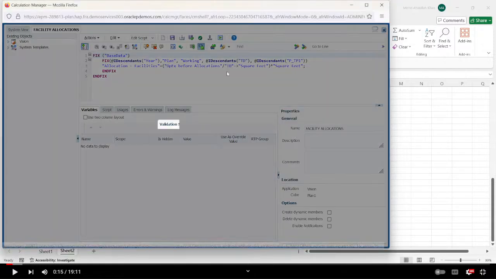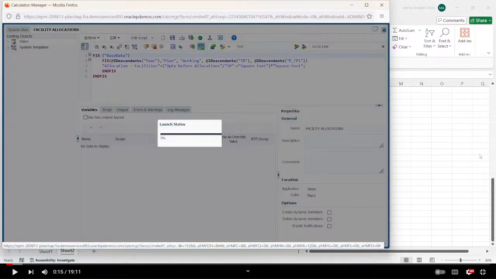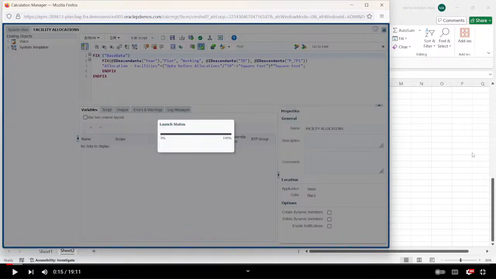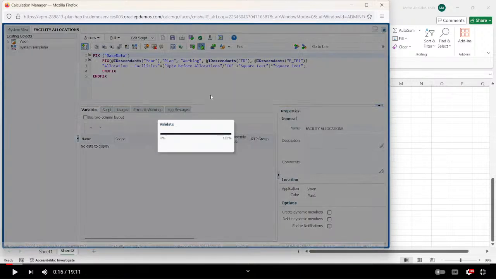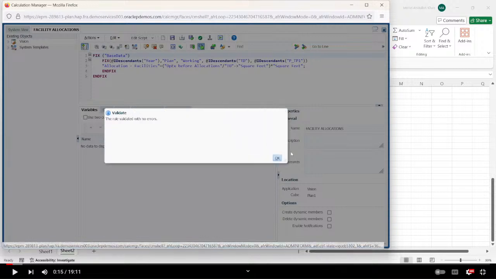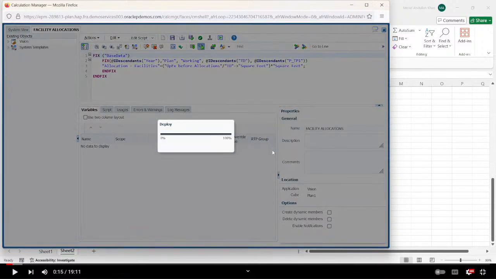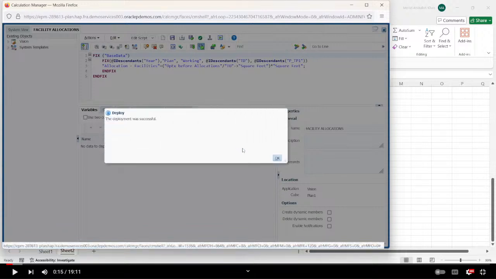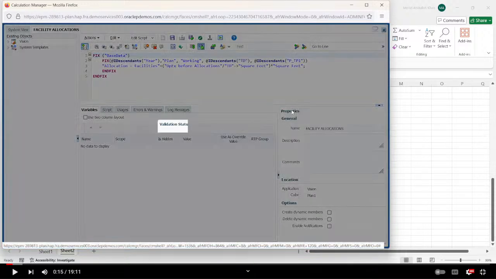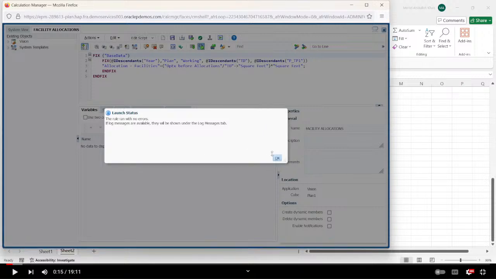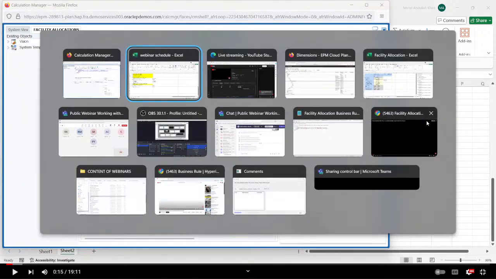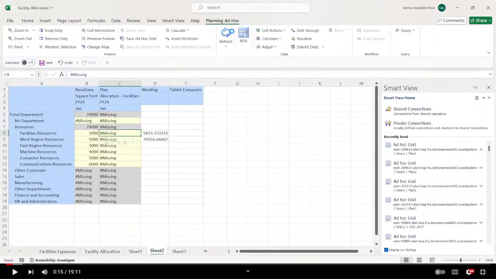Launch the same. All right, deploy and launch again. I hope it works. Okay, let's move on to our sheet. Refresh.